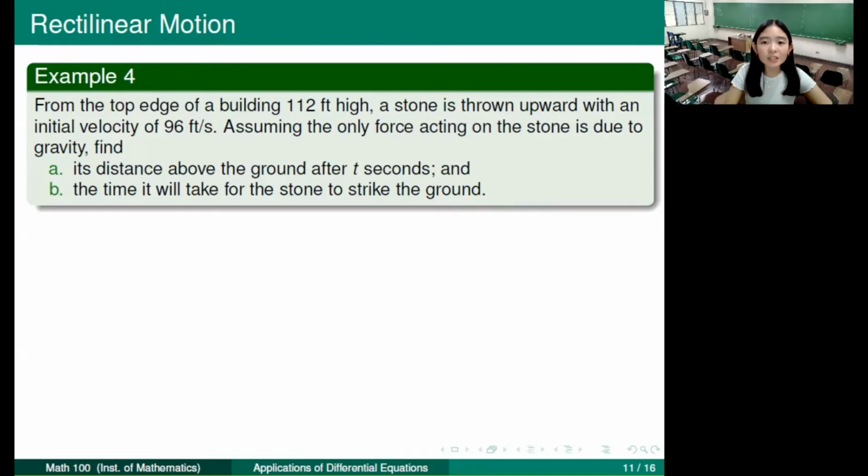Okay, so just like what we did dun sa previous example, maybe let us draw, okay, our situation here. So again, may stone na naman na binabato. Okay?